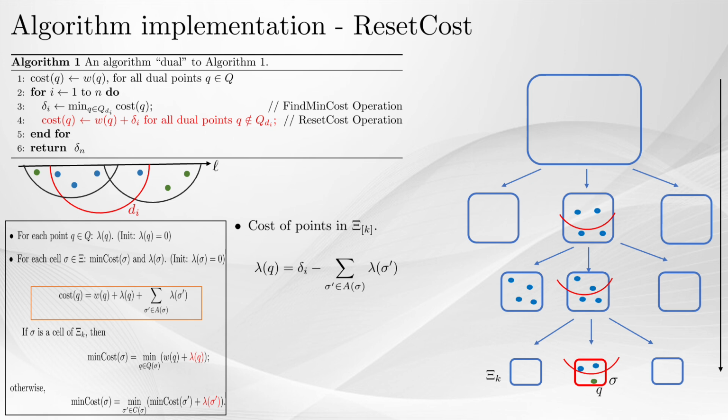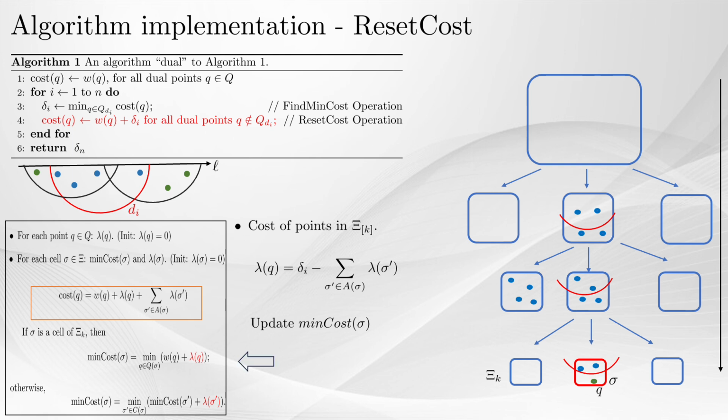If sigma prime is an ancestor cell of sigma, then lambda sigma prime doesn't change. Then we sum all these values together to get lambda Q. After that, we need to update the minimum cost of sigma because the cost of Q has changed. So we have to verify the new minimum cost.